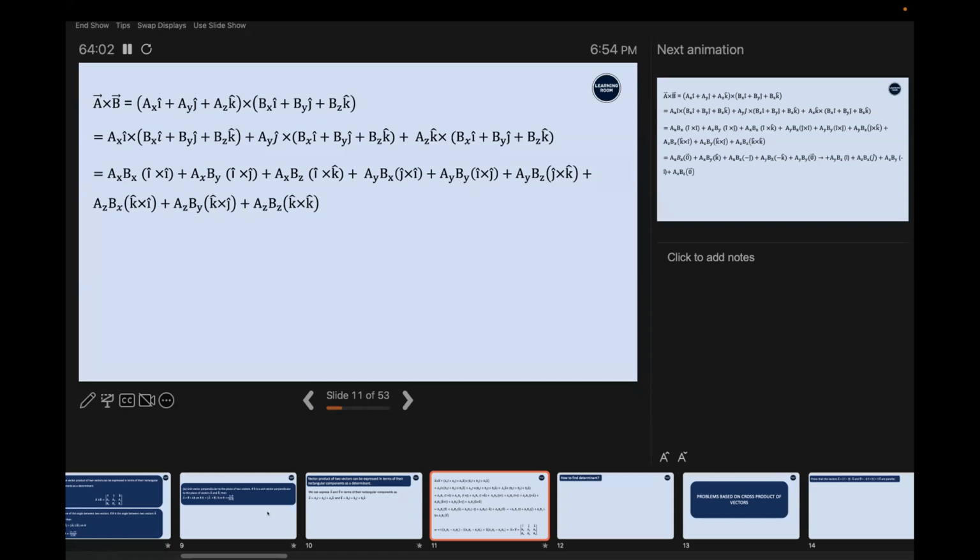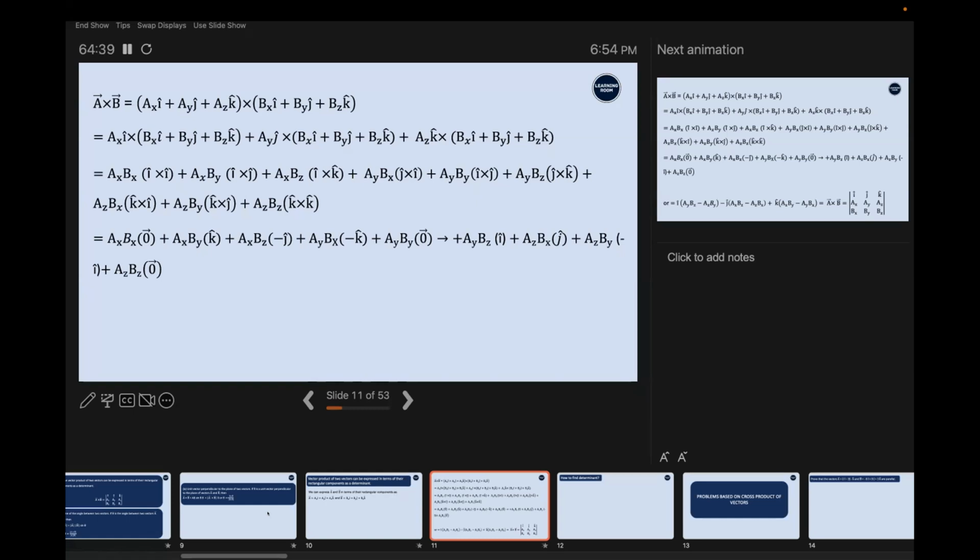J cross k. J is at the bottom, k is here. From j to k, you go in the anti-clockwise direction, so j cross k is I cap. Correct? Then k cross I. I cross k you already wrote: I cross k is minus j cap. So k cross I will be plus j cap. Then k cross j: you already wrote j cross k is I cap, so k cross j is minus I cap. All 6 are done. So when you write it in this form, you should get a symmetrical function.